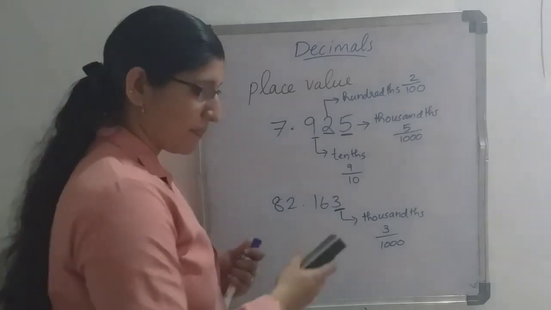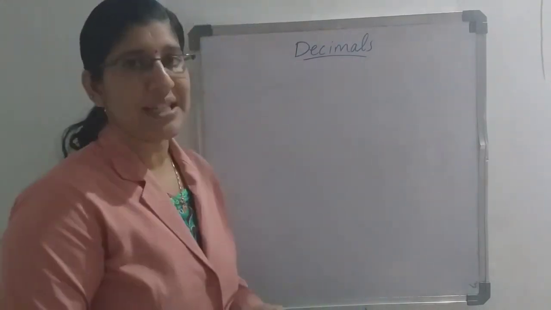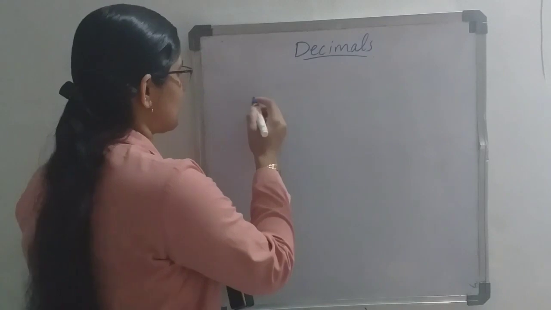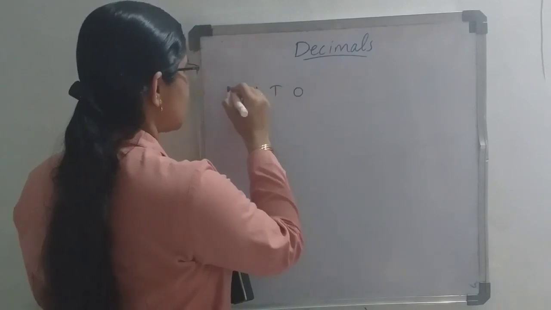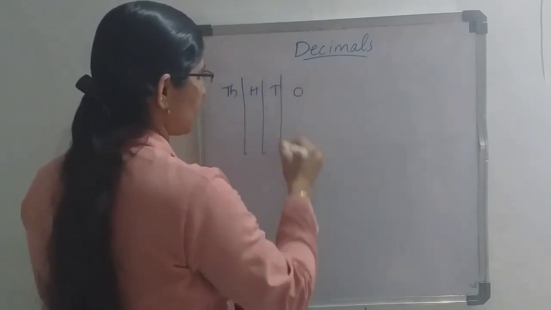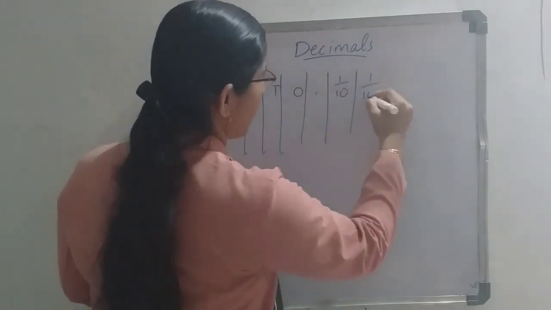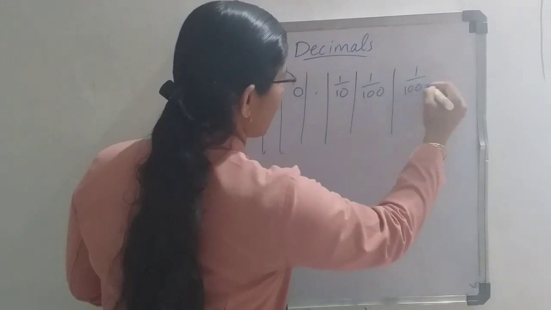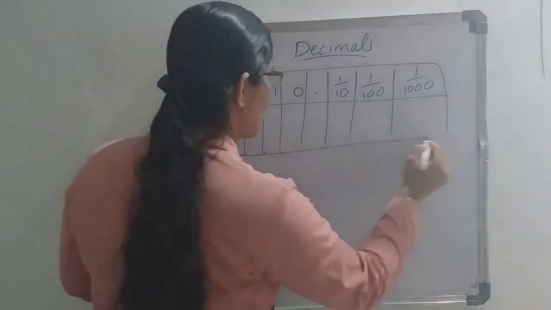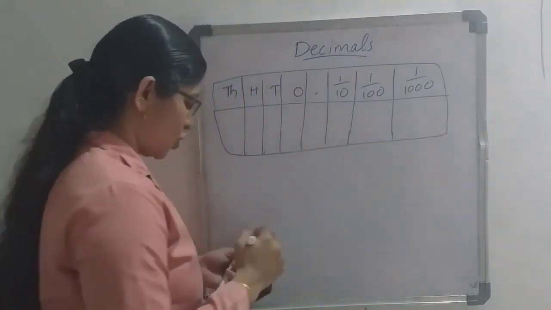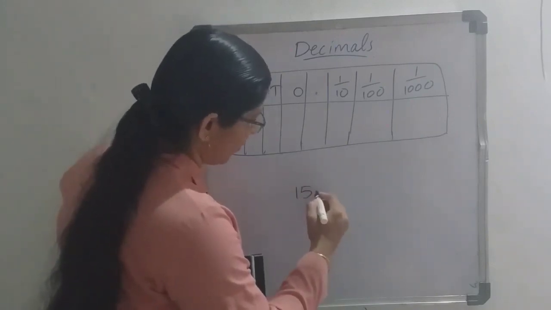Okay. Then again, suppose you are getting in number 2: represent in a place value chart. What do you mean by place value chart? Place value chart means ones, tens, 100, 1000, then the decimal point, then 1 by 10, 1 by 100, 1 by 1000. Okay. This is the place value chart. Suppose you need to represent a number on this place value chart. For example, you need to represent 15.25.